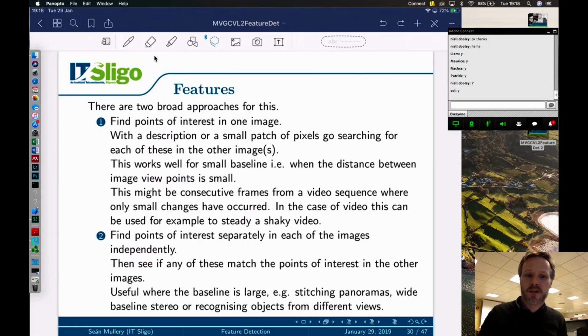In the case of video, this can be used, for example, to steady a shaky video, because a shaky video will move a little bit, but not much. So all we have to do is find how far it's moved, and that tells us how much of a shake there's been, and we can try and correct for that.